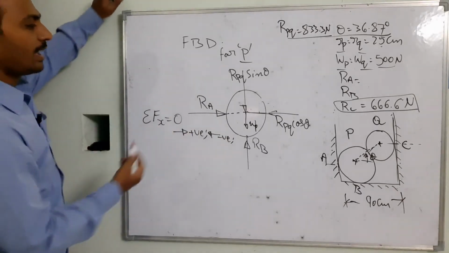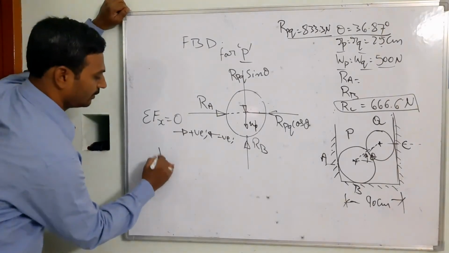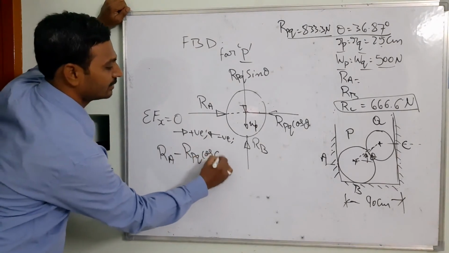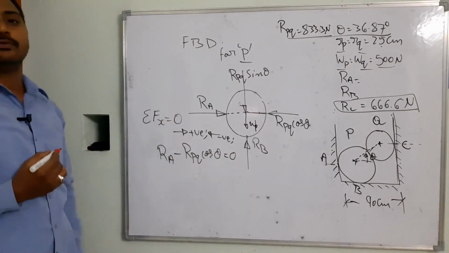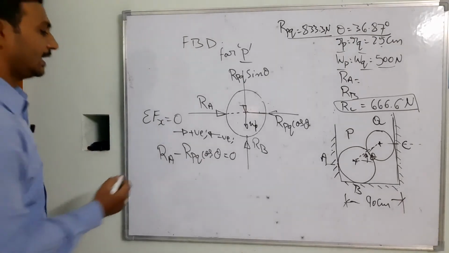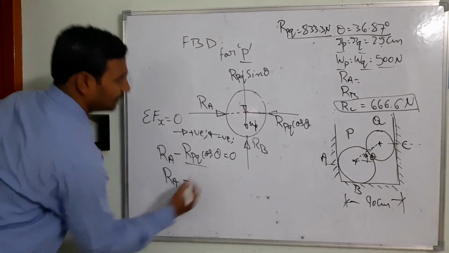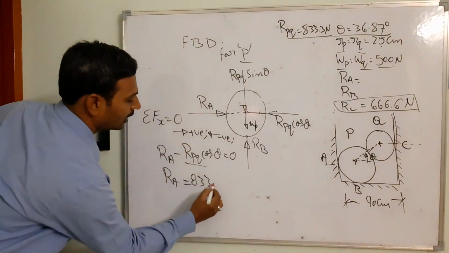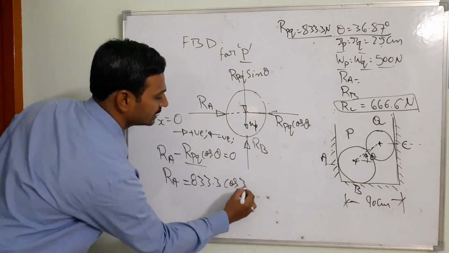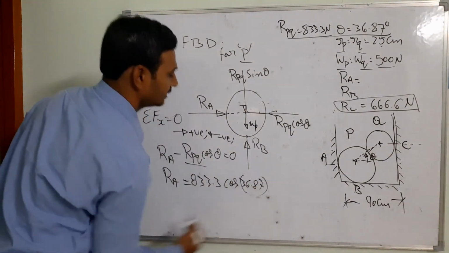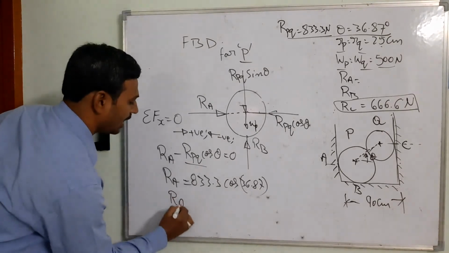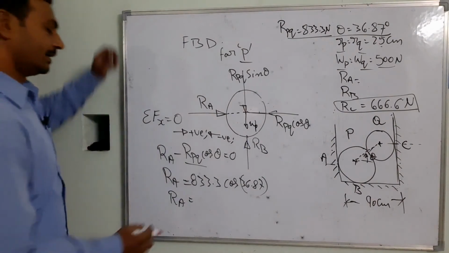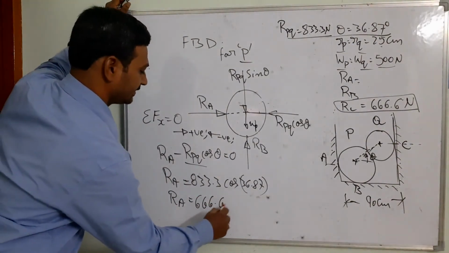Right? So then what I am going to do? I am going to apply it here. That's going to be your RA towards the right side minus RPQ cos theta is equal to 0. This is your equation of equilibrium. So RA is equal to RPQ, how much did we get? That is 833.3 newtons and cos 36.87. Can you see? And finally, what is the value of RA? Right? I got it around 606 newtons.